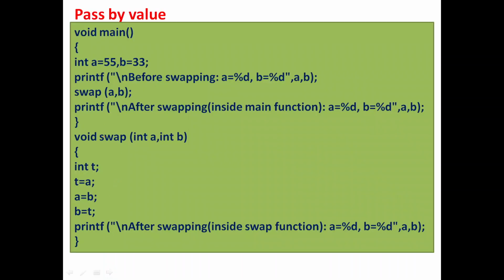In this program, we are going to swap the values of two variables a and b. In the main function we have two variables named a and b. The value of a is 55 and the value of b is 33. So before swapping, the value of a is 55 and b is 33. In this step we call our function swap, so our control moves from the calling function to the called function. The main function is our calling function, and the swap function is our called function.